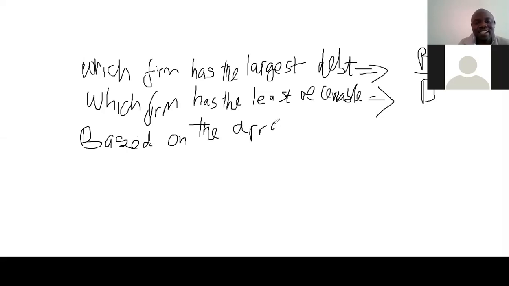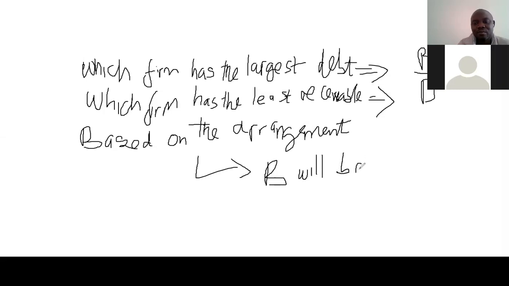This is not us, this is based on the agreements, isn't it? Yes. So based on the arrangement, we are actually saying B will pay D how much? B will pay D how much? 0.86. D is owed 0.86. So we'll pay 0.86. So B.